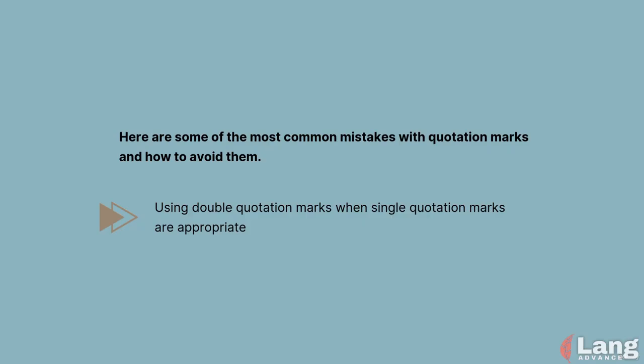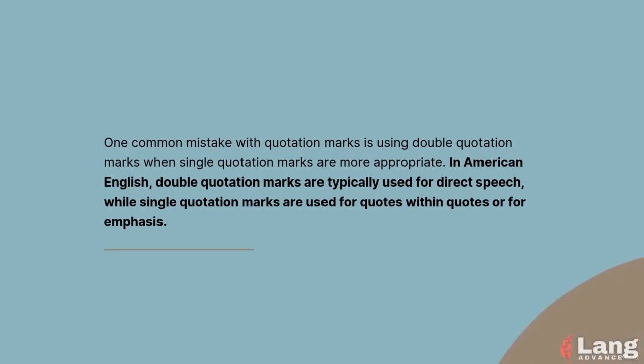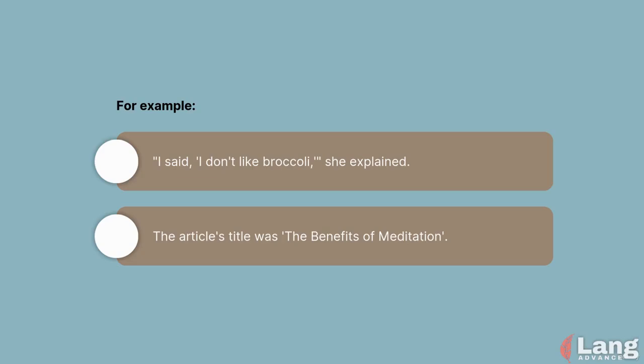Using double quotation marks when single quotation marks are appropriate. One common mistake with quotation marks is using double quotation marks when single quotation marks are more appropriate. In American English, double quotation marks are typically used for direct speech, while single quotation marks are used for quotes within quotes. For example, I said, "I don't like broccoli," she explained. The article's title was "The Benefits of Meditation."